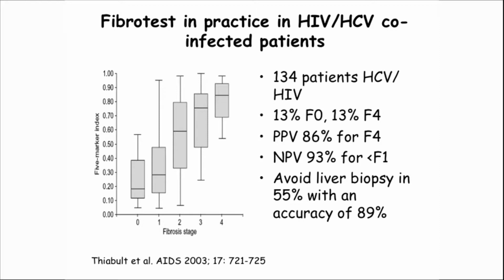So what you get here in this group of patients is you could probably have avoided liver biopsies in more than half of these patients, because your Fibrotest actually works. But what it doesn't do is discriminate between, say, 2 and 3 or 1 and 2.